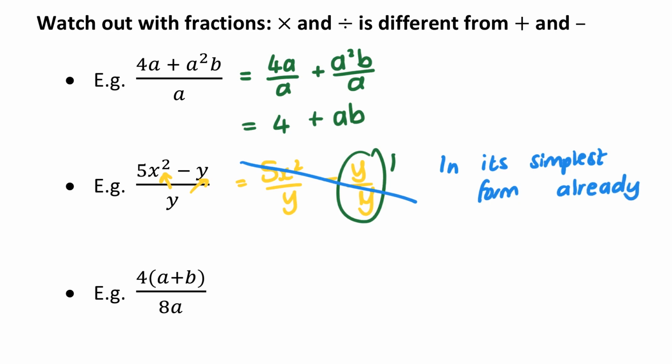Let's look at the last example. I've got two factors in the numerator, 4 times a plus b, and in the denominator I've got 8 times a. So I can work with common factors. 4 and 8 are being multiplied in the top and in the bottom, and I can divide each by 4. But the a is part of the bracket, and I've got a plus b in the bracket, so I can't divide just the a. So the simplest I can make this fraction is a plus b over 2a.